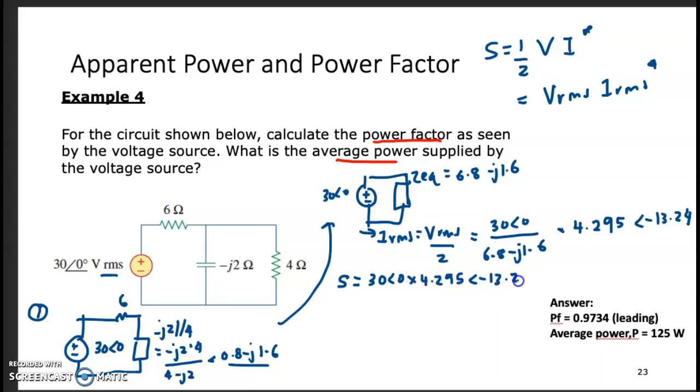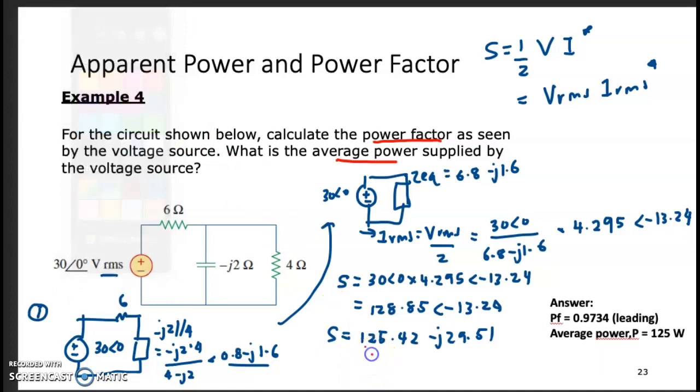So how you calculate the complex power is directly V, 30 angle 0, multiplied by 4.295 angle minus 13.24. You just multiply the magnitudes, and you can get 128.85 angle minus 13.24, since 0 minus 13.24 is directly minus 13.24. Change this to rectangular form, so you get 125.42 minus j29.51. Okay, now let's extract the values. So this is P. Your P, the real power, is 125.42. The reactive power is minus 29.51 VAR.